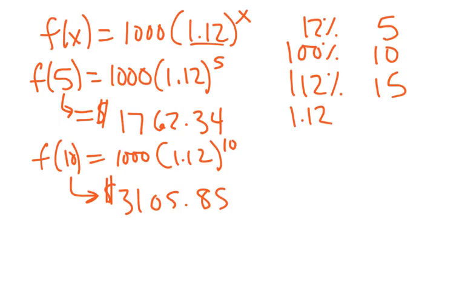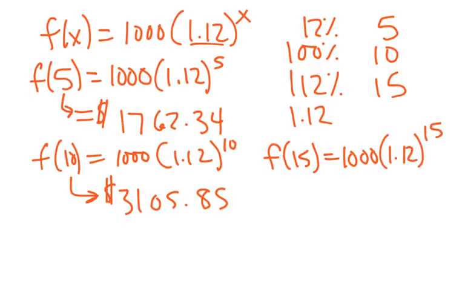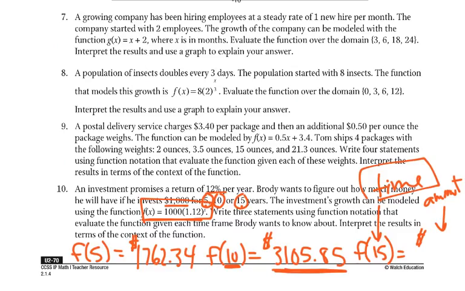So let's do one more with 15. F of 15, we use the same format, same pattern, just change our input to 15. Then I type it in my calculator again, and we get $5,473.57. Not a bad investment. If you have $1,000, you make quite a bit more just by leaving it in there. Okay, well, there we go, guys.